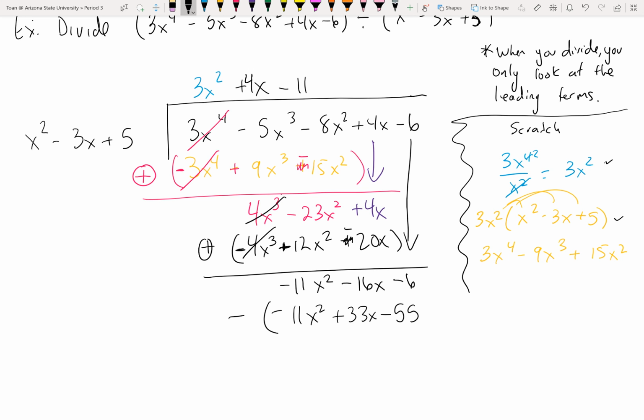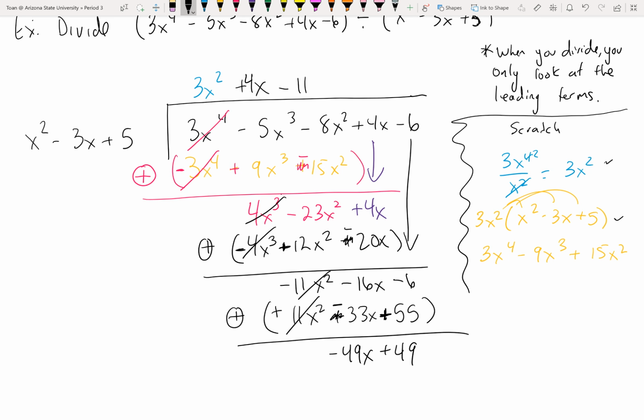Subtract. Again, if you don't like subtraction, change it to addition if you flip all of the signs here. And then that cancels. -16 with a -33 is a -49. And then a -6 with a positive 55 is a positive 49.